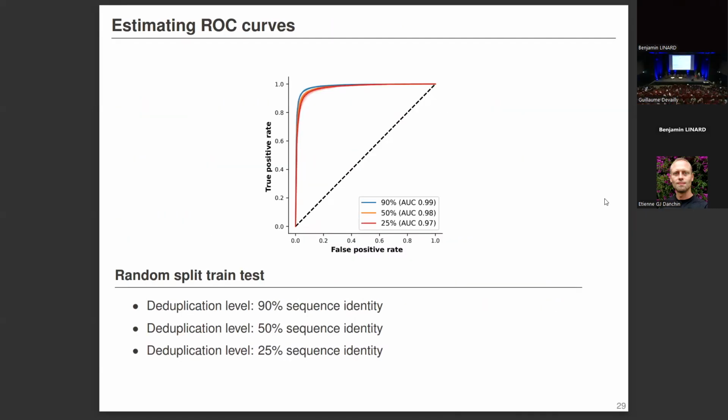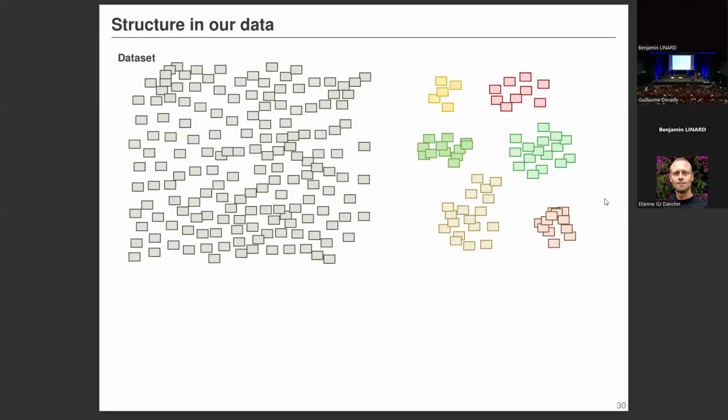extremely good. So it was okay. So when we think a bit more about our problem, it turns out that we have structure in our data. So in particular, in our annotation step, we're looking at sequence similarity to known effectors. So it turns out that our proteins can be clustered in terms of sequence similarity.